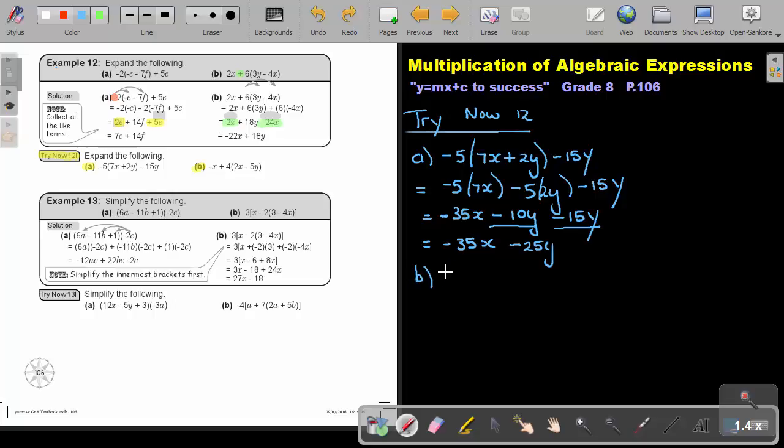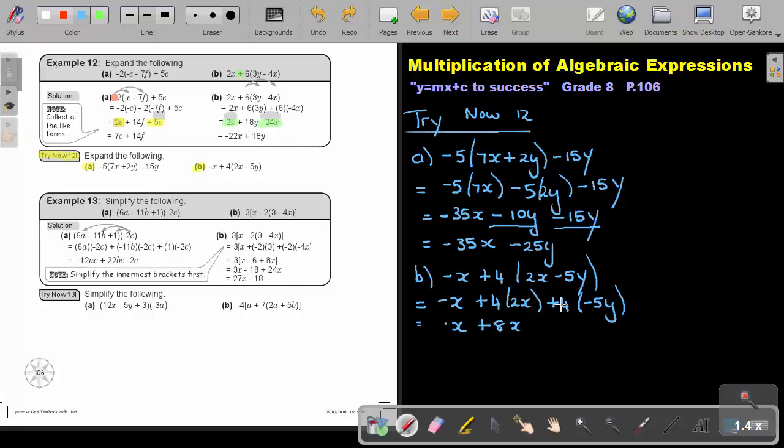This will be negative x plus 4 bracket 2x minus 5y. Again, I see 1, 2 terms. Now, this is a positive, so usually your signs will work out nice. So there's negative x. Write the 4 and write 2x. We're going to multiply. Then again write the 4 and write negative 5y. So this will be negative x. This will be 8x. And remember, there's one negative sign. That's why it's odd. So it's negative. And that's 20y.